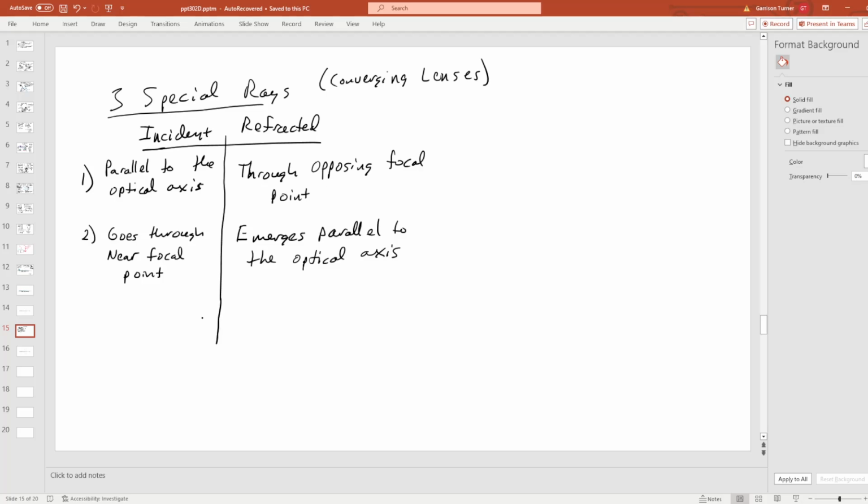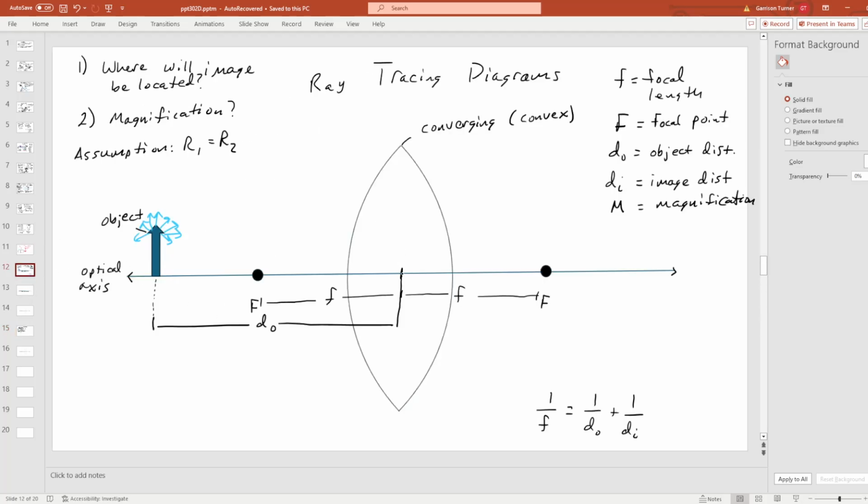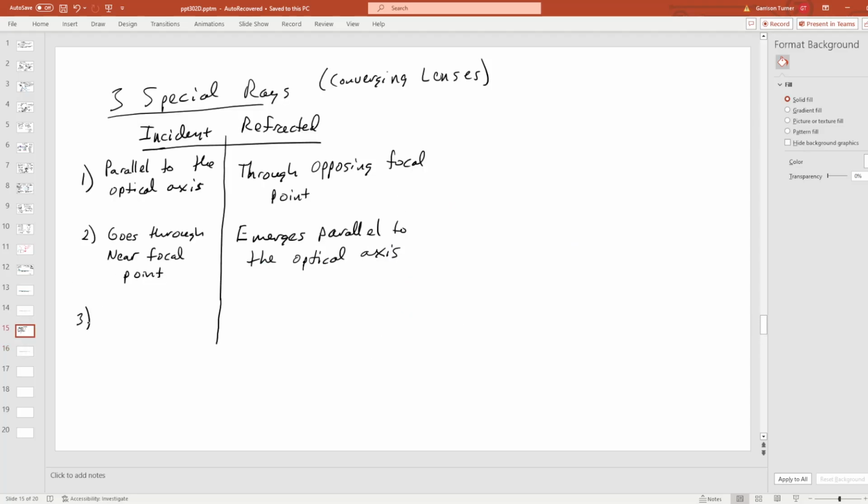Okay. And then number 3, this point right here where the central axis of the lens intersects the optical axis, we call this the center. We shouldn't say unrefracted. We'll just say the ray doesn't change direction. Okay, so these are our 3 special rays for our converging lenses, and let's see how these work.